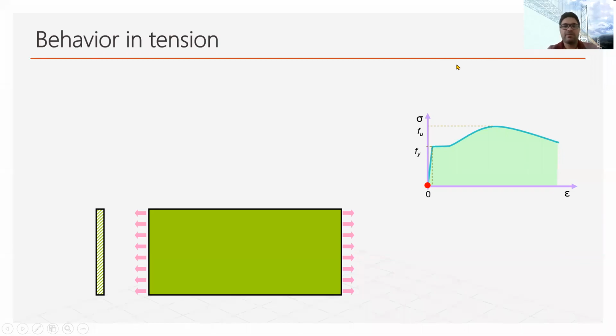Hello, welcome back. So in this part, we will understand the behavior of tension member. Well, if the tension member, say for example, this is a plate, if it is subjected to tension from both ends, what will happen? The plate at the yield strength.